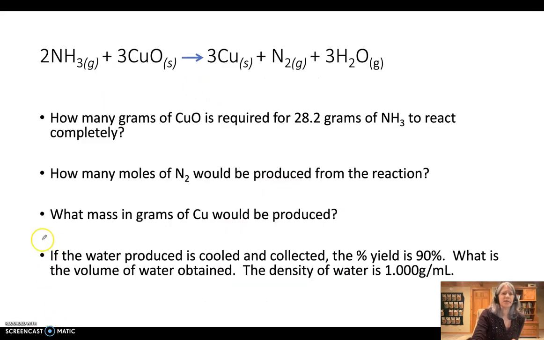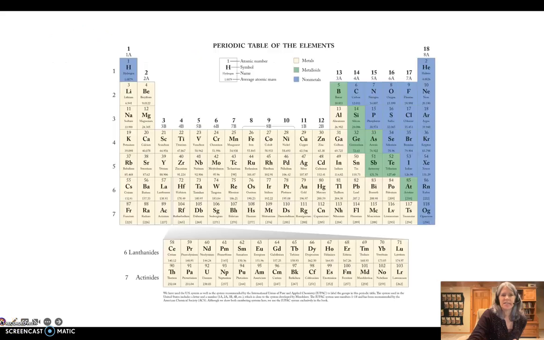So what I like to do in my problem is to just make note of that up here, that for ammonia, there's 17 grams per mole of ammonia. And I'm going to do that for each of my things in my reaction. So I have copper oxide. Now I know oxygen is 16 because I use that a lot. I don't use copper quite as much. So I'm going to look closely here.